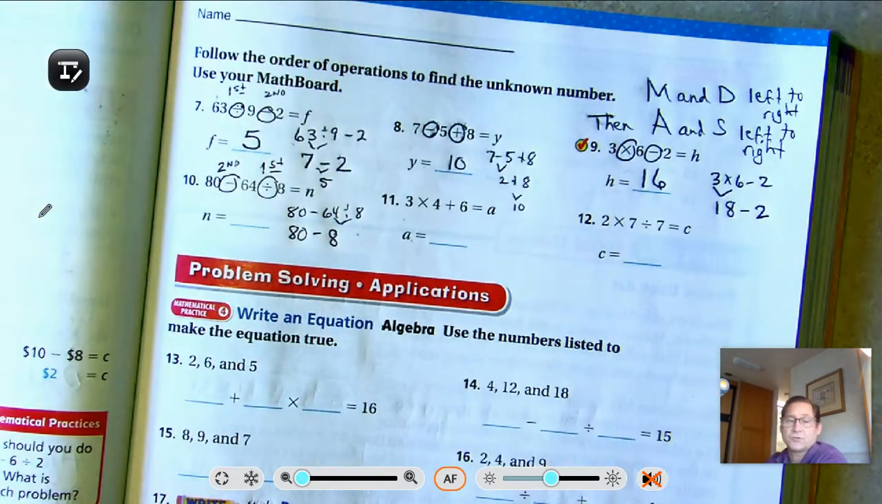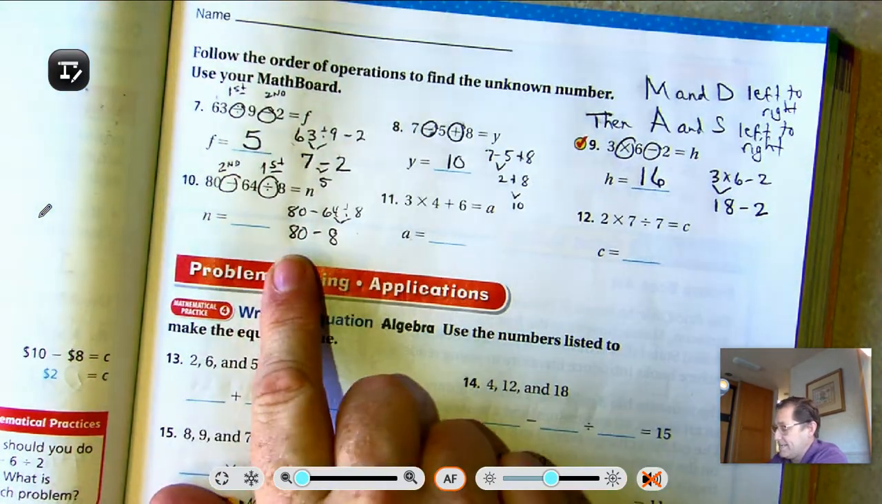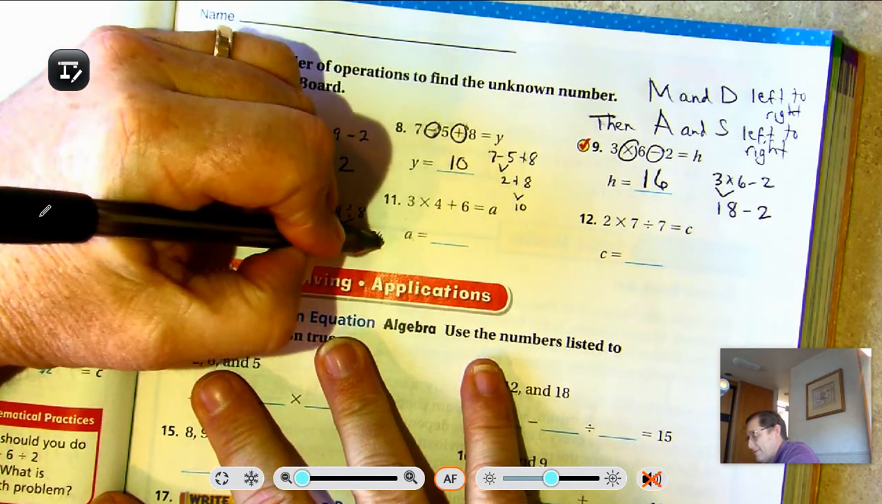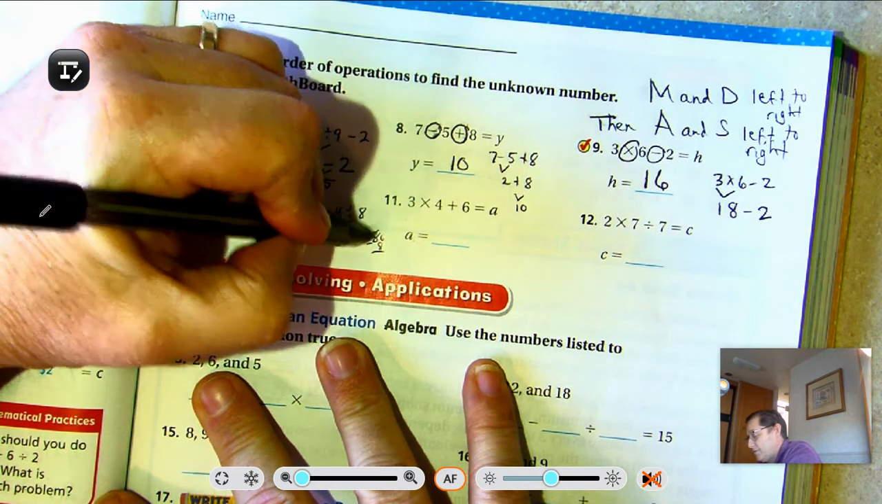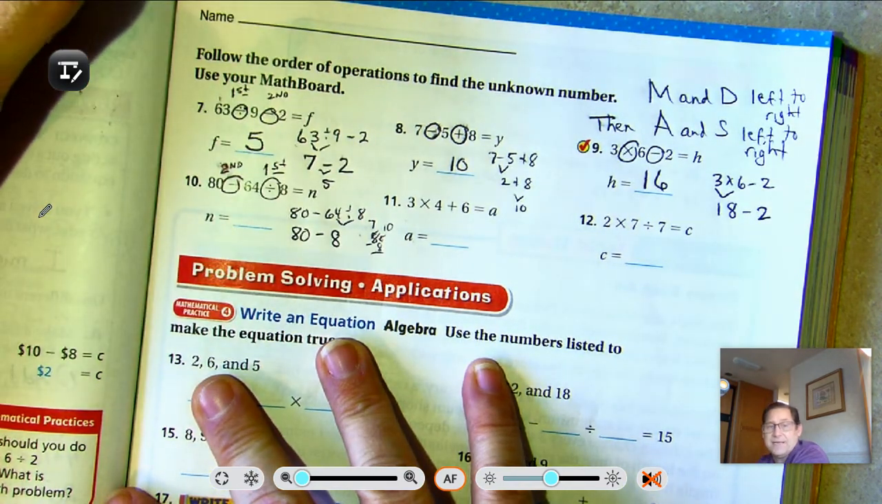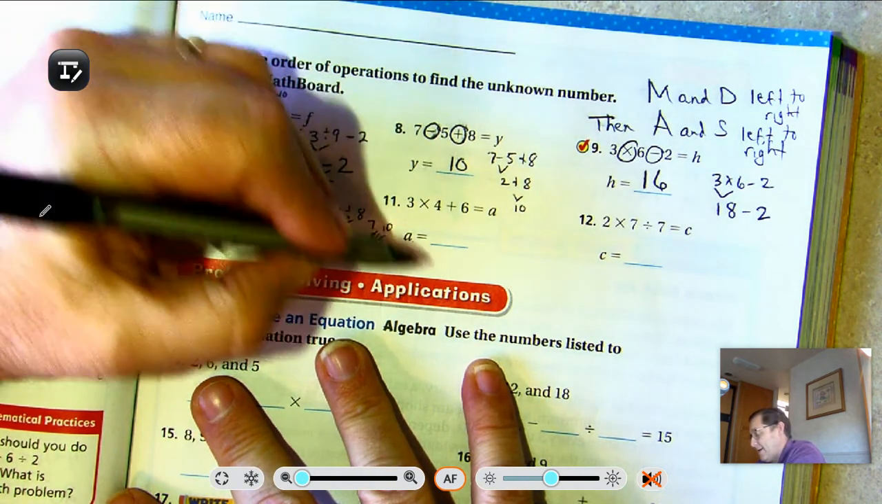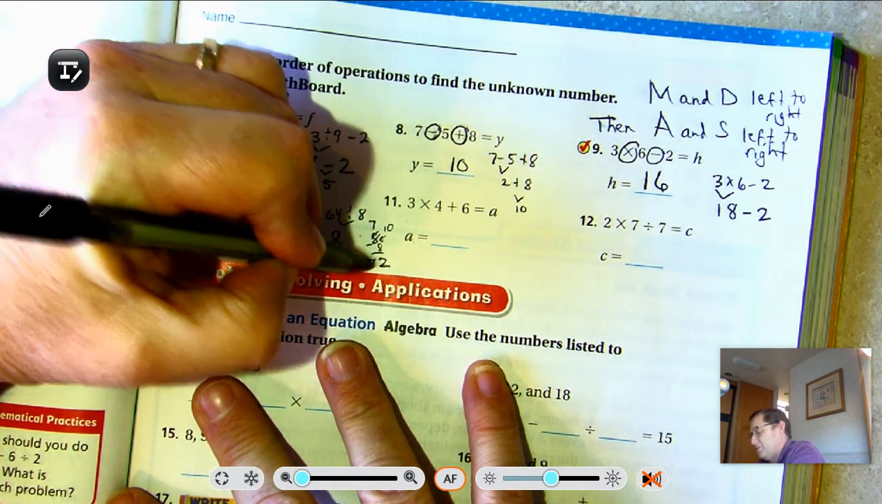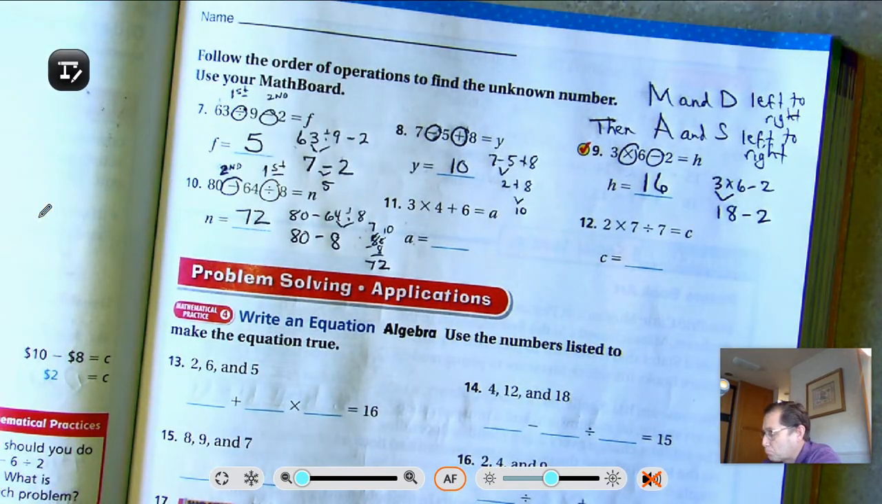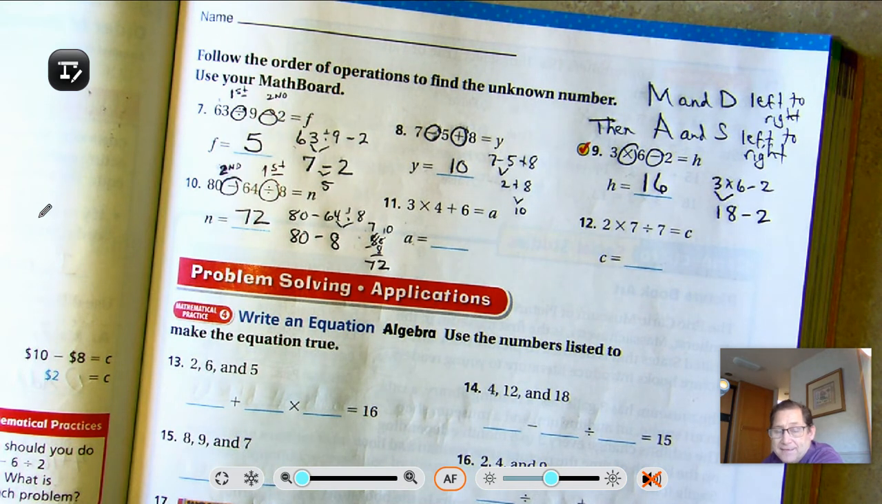And we still have to subtract. So 80 take away 8. Well, we know we can't take 8 from nothing, so we'll have to regroup this 8 tens as 7 tens and 10 ones. 10 take away 8 is 2. So 72. Okay, so if you wind up with an answer of 2 for number 10, you subtracted first, and you need to divide first.